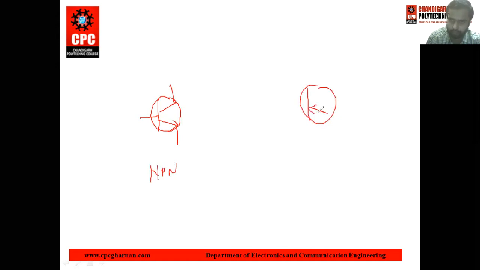The most important thing is that this is the symbol of the NPN transistor, and this is the symbol of the PNP transistor. Everybody has to know that in the PNP transistor, the arrow points inward, and in the NPN transistor, the arrow points outward, as shown in the figure.